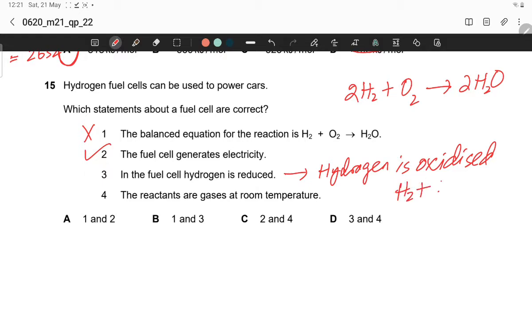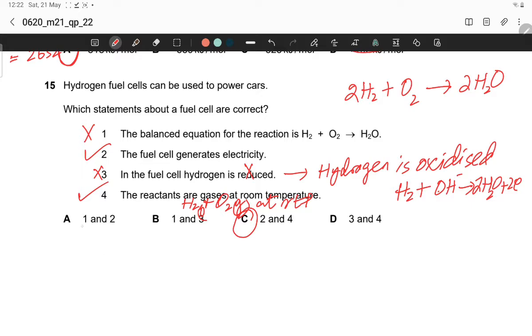H2 plus OH minus to form 2H2O plus 2 electrons. So hydrogen is oxidized, it is not reduced, so this is incorrect. The reactants are gases at room temperature. Yes, hydrogen and oxygen combine to form fuel cell. Both hydrogen and oxygen are gases at RTP. So option C is correct.